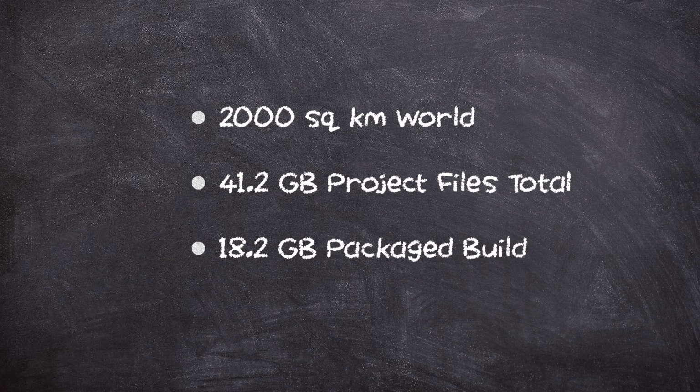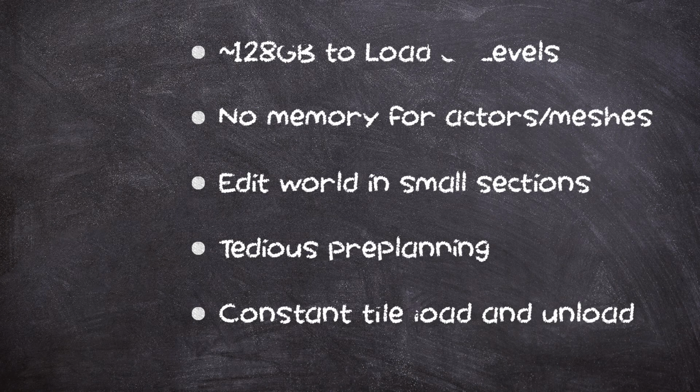The packaged build for this 2,000 square kilometer world with nothing but the landscape levels and auto material is 18.2 gigabytes. Since loading all levels simultaneously requires almost 128 gigs, there is no memory remaining for such things as static meshes or other actors. So the only method that can be used to edit a world of this size is to load and unload small sections of the world at one time. This can be rather tedious and requires a lot of pre-planning to have the world layout determined ahead of time so that assets can be placed on specific levels as they are loaded and saved and unloaded.